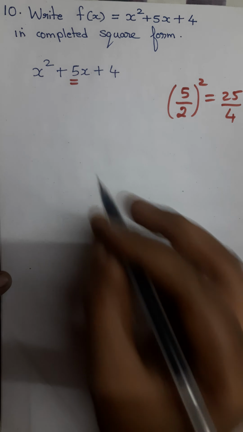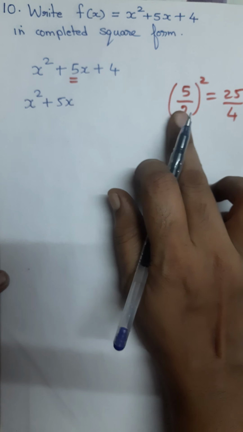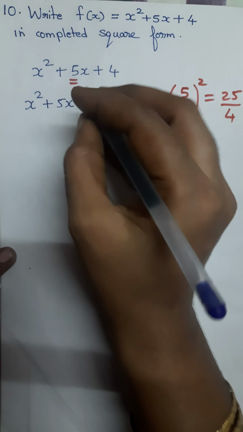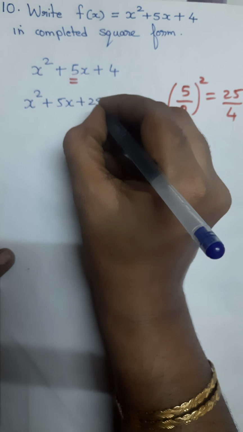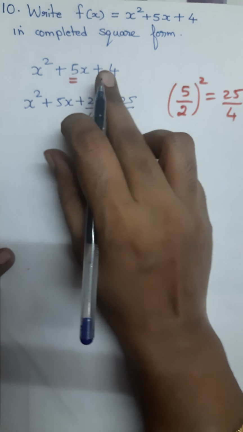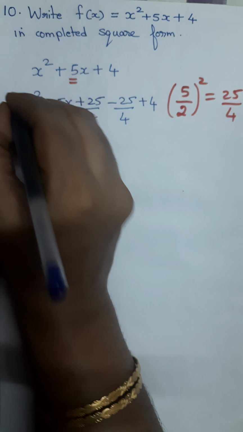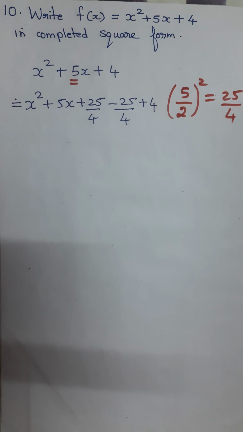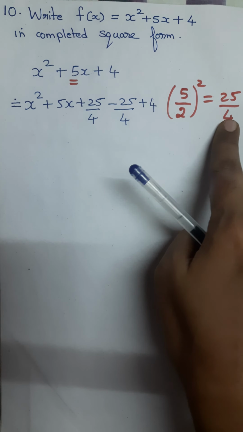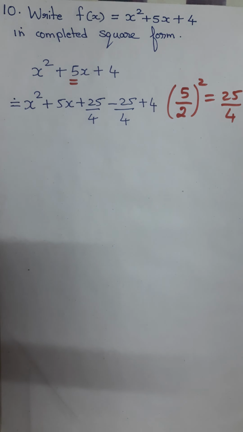Now I have to write x square plus 5x. When I divided by 2 and squared, I got 25 by 4. Write it as plus 25 by 4 minus 25 by 4. Also write the constant number here, plus 4. So this is your second step. I hope you understood. Divide the second term by 2, square it up. Whatever answer you get, write first with plus sign, the next with minus sign.